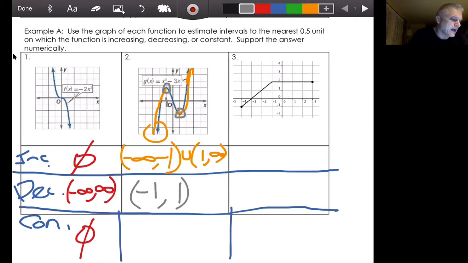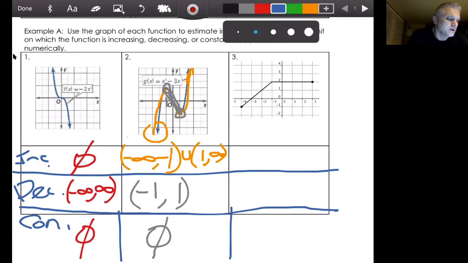Okay. And I would say it's pretty safe to look at this and see that there are no horizontal parts where we have a constant area. So there is no constant part of my function. Okay. Let's look at question 3.